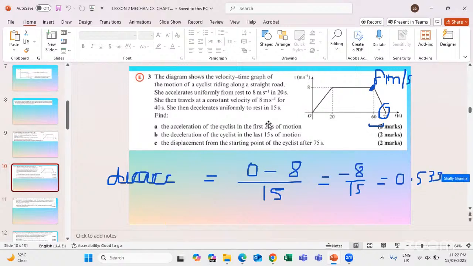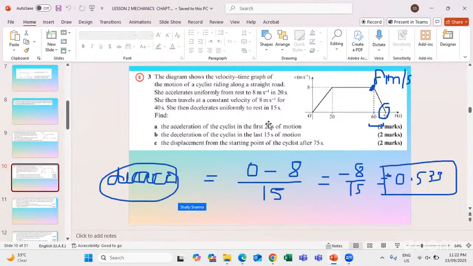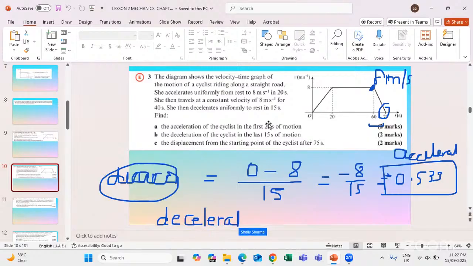So 0 minus 8 divided by 15, and that is equal to 0.533, like that. So this is a minus value. If you are using a minus value, then call it acceleration, because the negative sign means it is a deceleration. Or if you are writing deceleration, then you just write deceleration and you write the positive value, 0.533 meters per second squared.